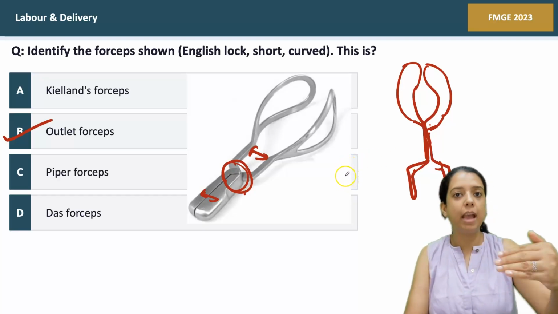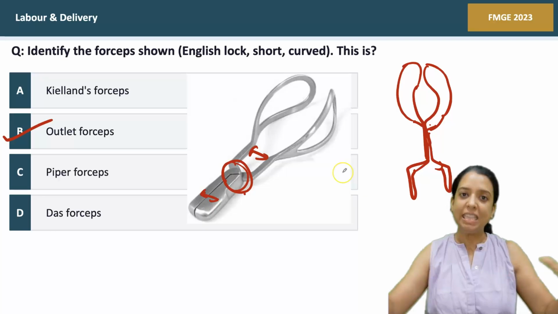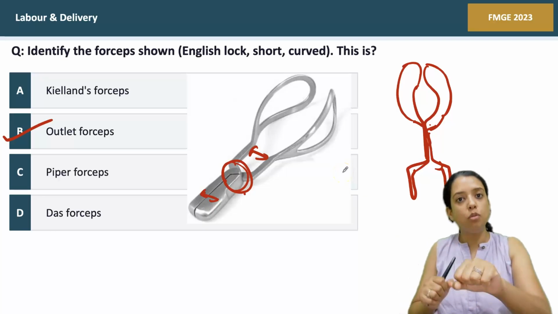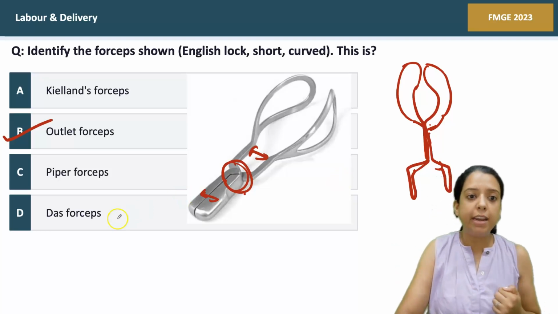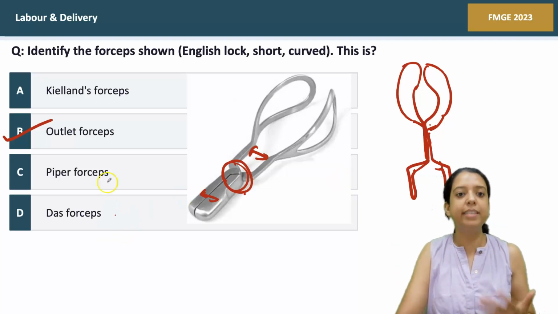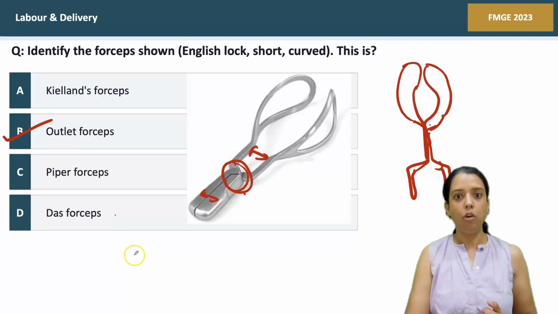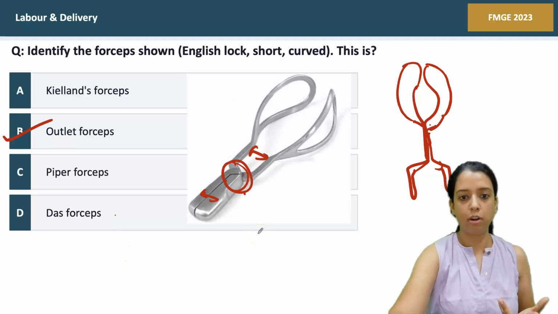And outlet and mid cavity forceps, what is the difference? The size. Mid cavity means you need more force. It is longer. Outlet is smaller. Is Das forceps the answer? Das is a type of outlet forceps. Okay, so it is an outlet forceps overall.